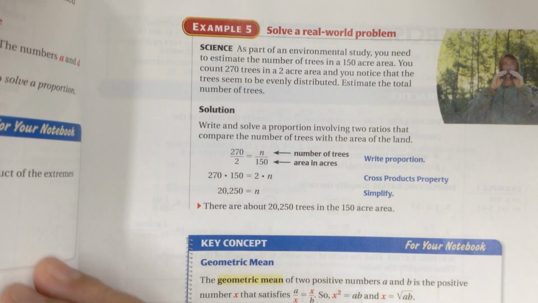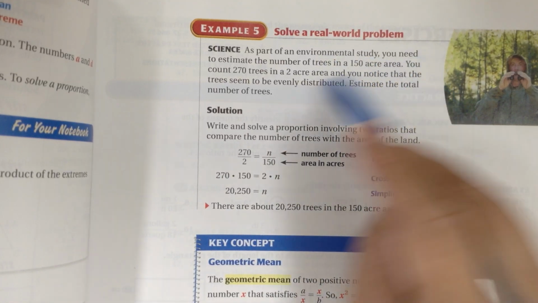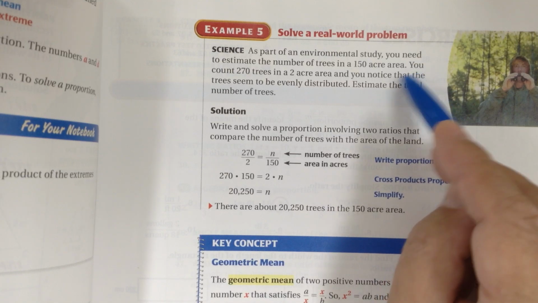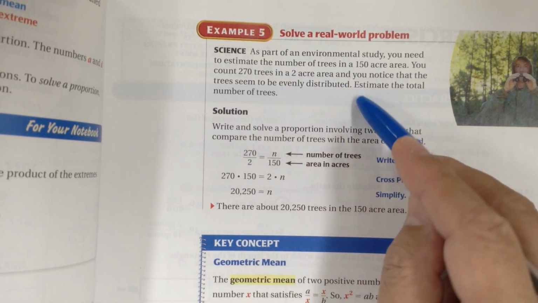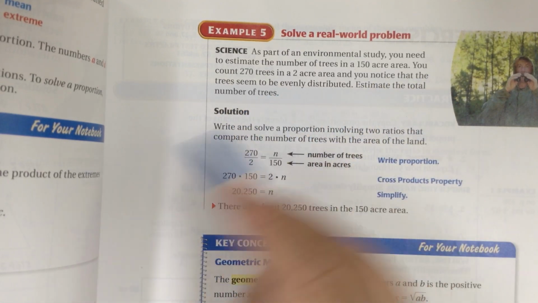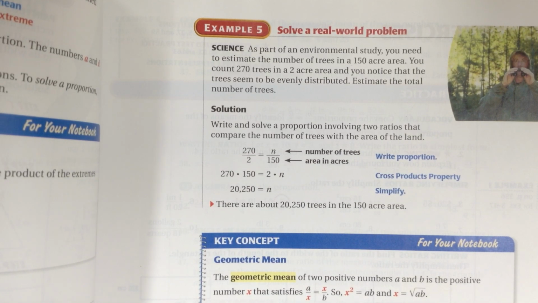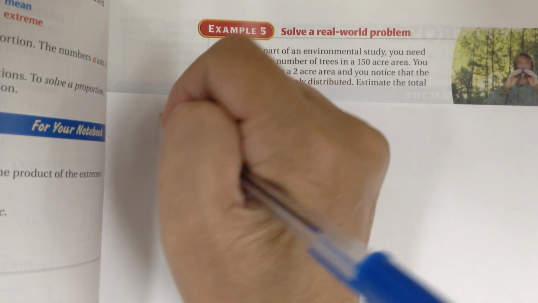Solve a real-world problem. It says as part of an environmental study, you need to estimate the number of trees in a 150-acre area. You counted 270 trees in a 2-acre area, and you notice that the trees seem to be evenly distributed. Estimate the total number of trees. Okay, so first you want to write the ratio.